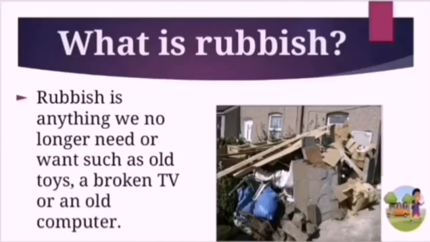Class, now what can you see in the picture? You can see old and useless things which are no longer needed. So class, this all is rubbish. Rubbish is anything we no longer need or want, such as old toys, a broken TV, or an old computer, or anything else which we no longer need or use. That is rubbish.